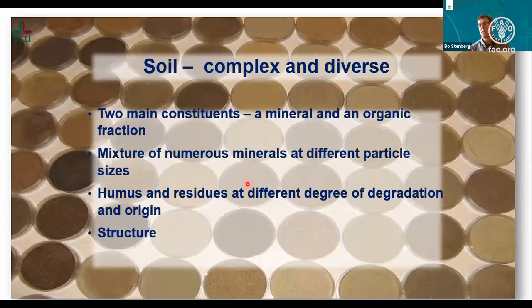Compared to those other things I just mentioned, soil is extremely complex and diverse. Although you can say that there are only two main constituents apart from water: the mineral and organic fraction. But these two fractions are highly diverse and variable, and it can be a mixture of lots of things in the same soil. So there are not two soils, even though there are only a few meters between them, that are exactly the same.